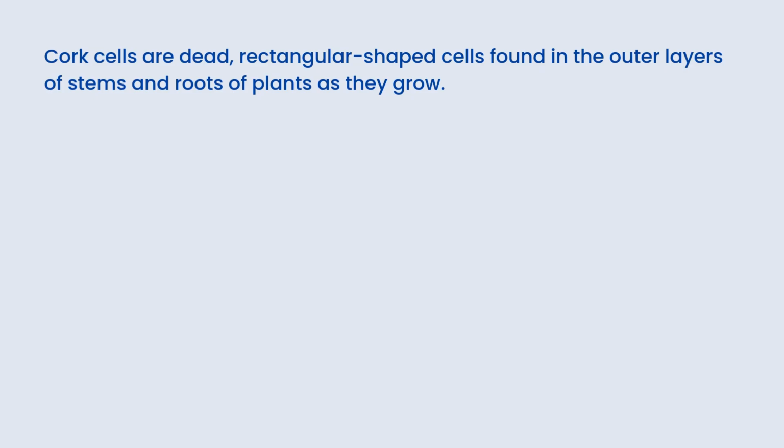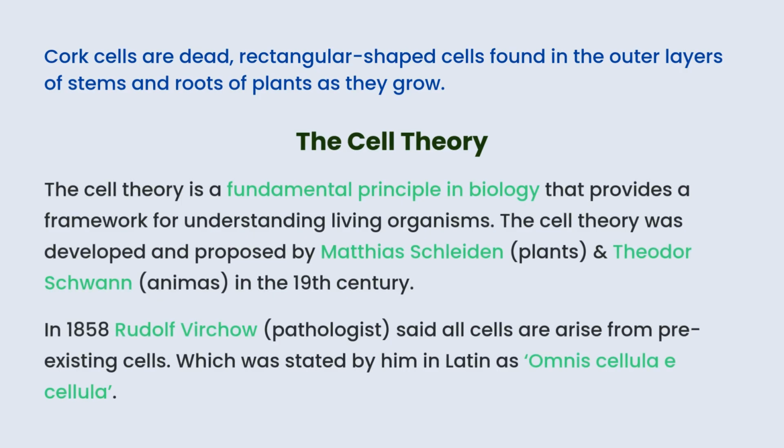And let's go to our next subtopic, the cell theory. The cell theory is a fundamental principle in biology that provides a framework for understanding living organisms. The cell theory was developed and proposed by Matthias Schleiden and Theodor Schwann in the 19th century. Matthias Schleiden observed plants and Theodor Schwann observed animals. However, we can remember these two as Schleiden and Schwann.